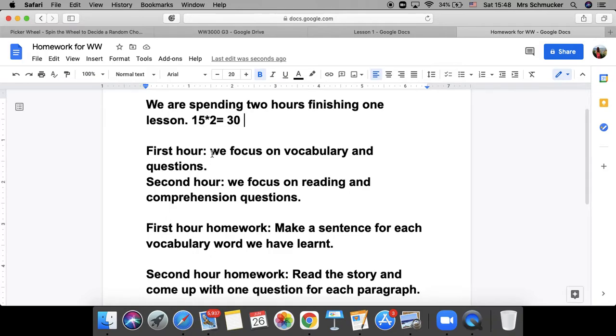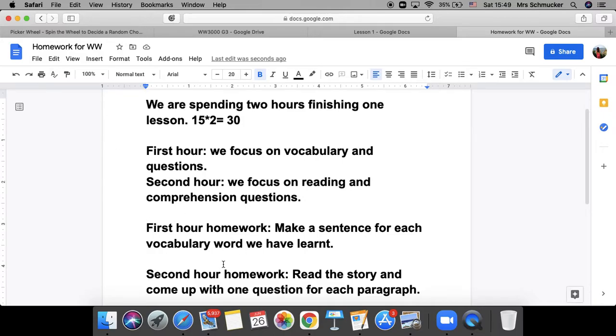So the very first hour, we focus on vocabulary and questions. And then the second hour, we focus on reading and comprehension questions. So the homework for this book is pretty standardized. On the first hour, we have our homework for students, which is asking them to make a sentence for each vocabulary word we have learned in class. So this allows students to reuse each word they have just learned with us and create a little story for each word. And they will send the homework to teachers and it will be graded and edited for them.